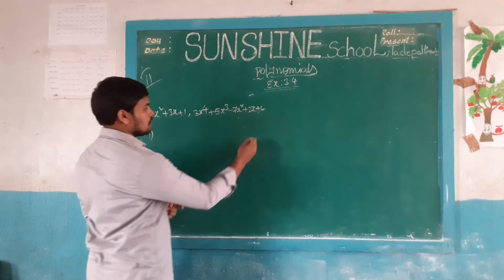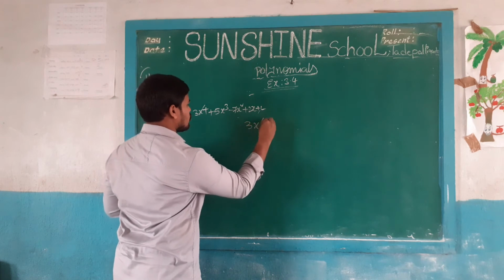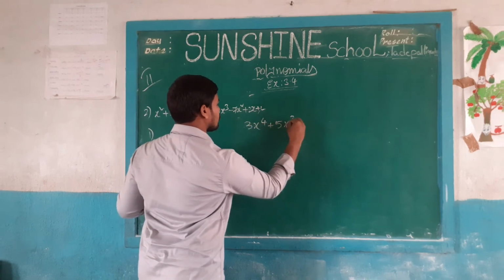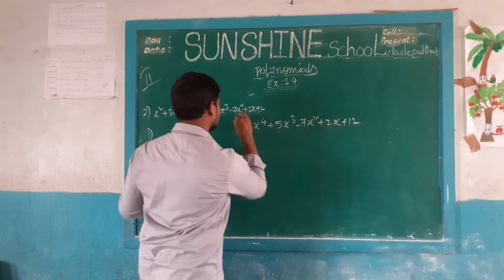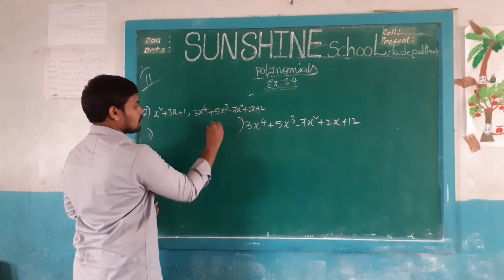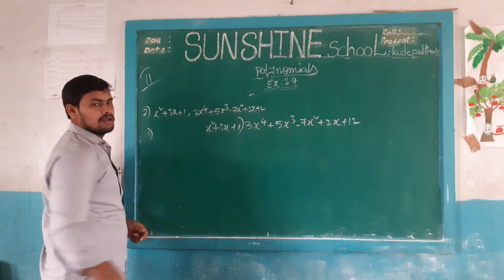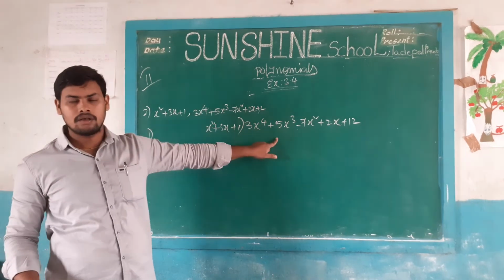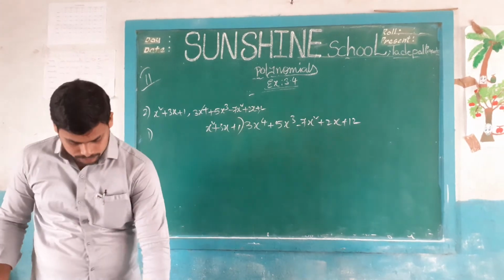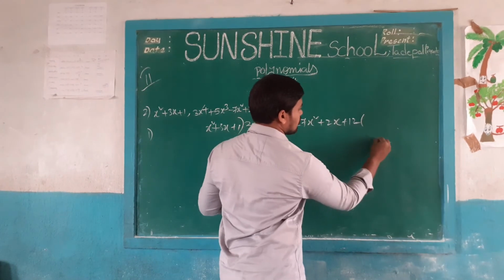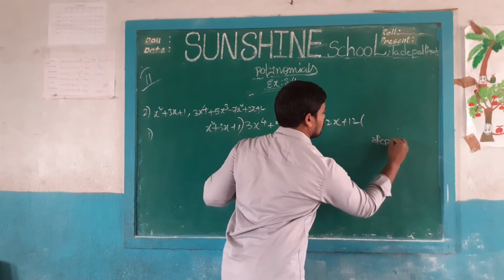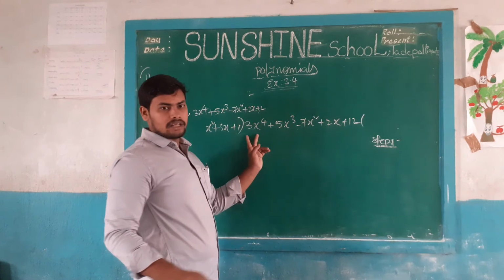Next, 3x power 4 plus 5x cube minus 7x square plus 2x plus 12, and x square plus 3x plus 1. Check whether this polynomial is a factor of this polynomial or not. So, step 1. What is the value here?